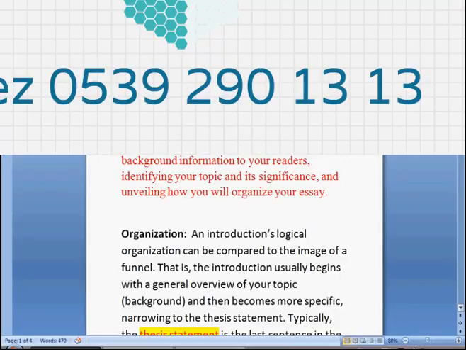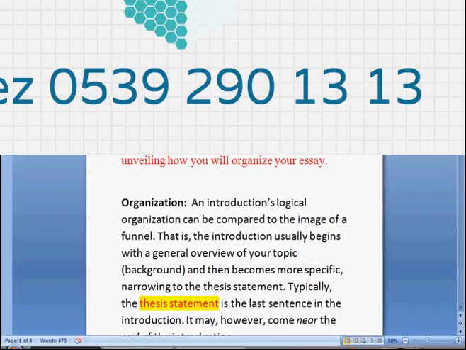For your narrative essay, there are some things that it has to include. So just real basic here, coming off of my document here. Your introduction serves as a preview for the remainder of your paper, conveying the necessary background information to your readers, identifying your topic, its significance, and unveiling how you'll organize your essay.